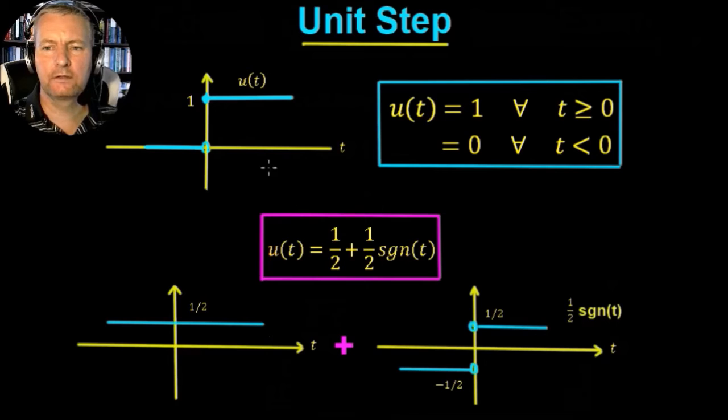Then we can say that this function u of t is given by the summation of these two. If you add this section here to that section there, minus a half plus a half will give you the 0. If you add this height here, which is a half, to this height here, it gives you a value of 1. So we can say that the function u of t is equal to a half plus a half signum t. We'll use this now in order to work out the Fourier transform of the function u of t.